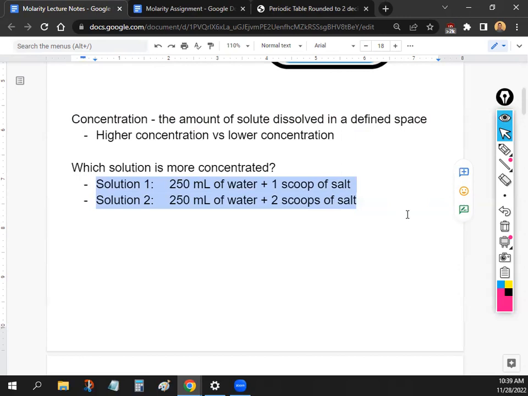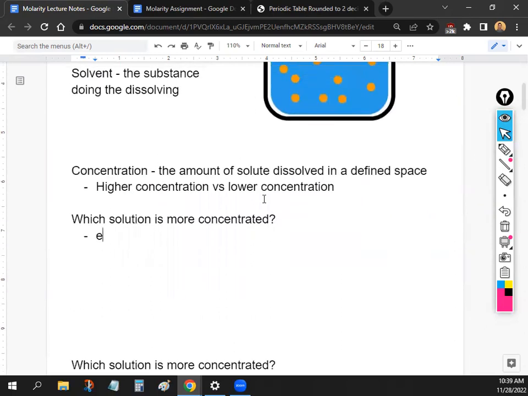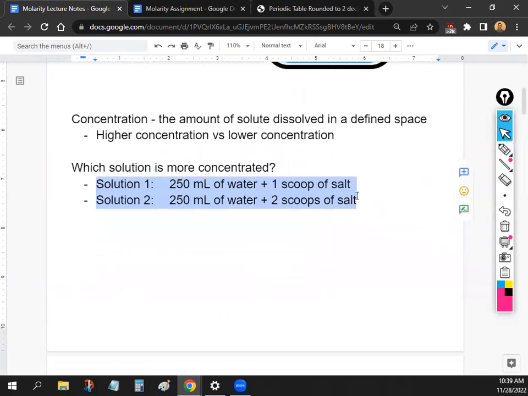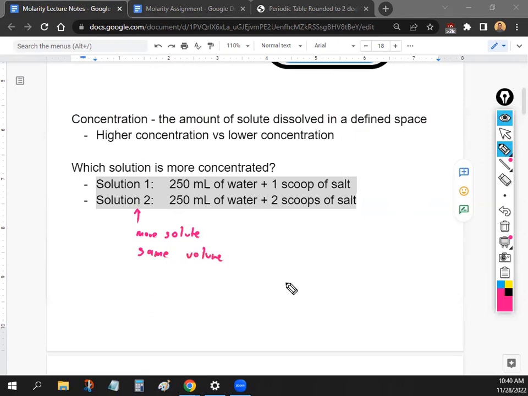Yeah, obviously the second. Why is the second one more concentrated? Yeah, it's 2 spoons, right? So if we want to write that a little bit more technically, we can say solution 2 is stronger because it has more solute. Okay, 2 scoops of it, but you have the same volume, right? You got the same amount of water, but you got more scoops of salt in the second solution. Pretty easy, right? Okay, something we can all kind of think about.